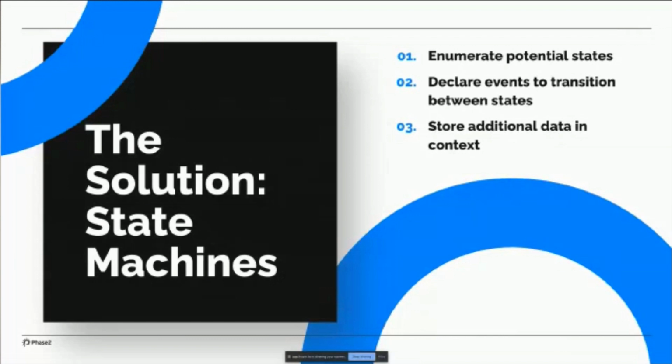And lastly, we can store additional data in context. And so context is how we can store our additional configuration for the machine or runtime data. So where we store our results, maybe some user information, the current page in a pager system. Those things that aren't states in and of themselves, you can think of them as extended state.